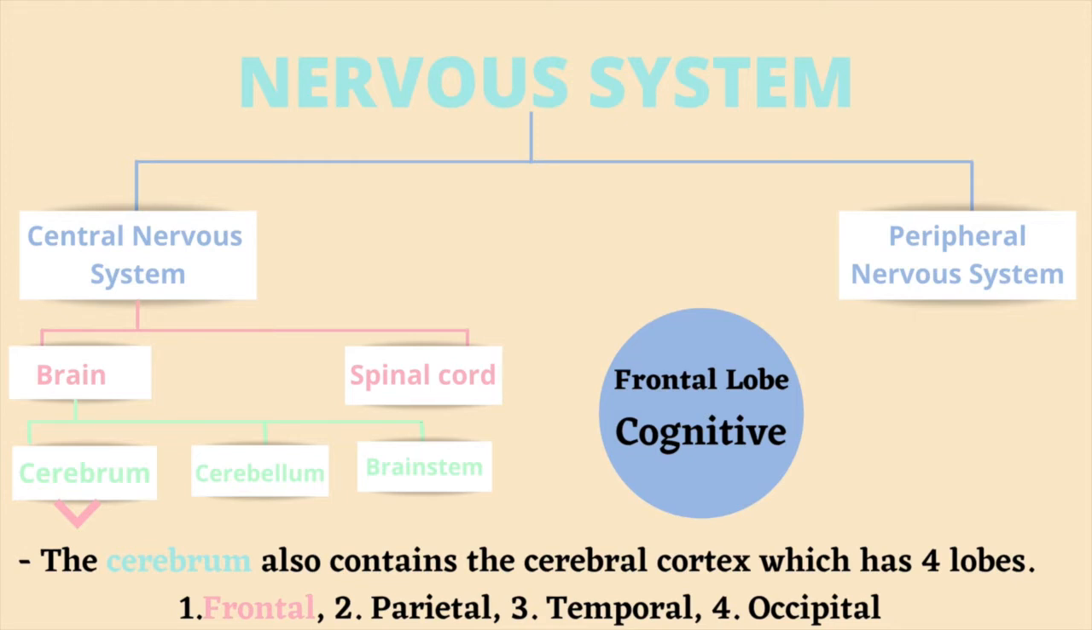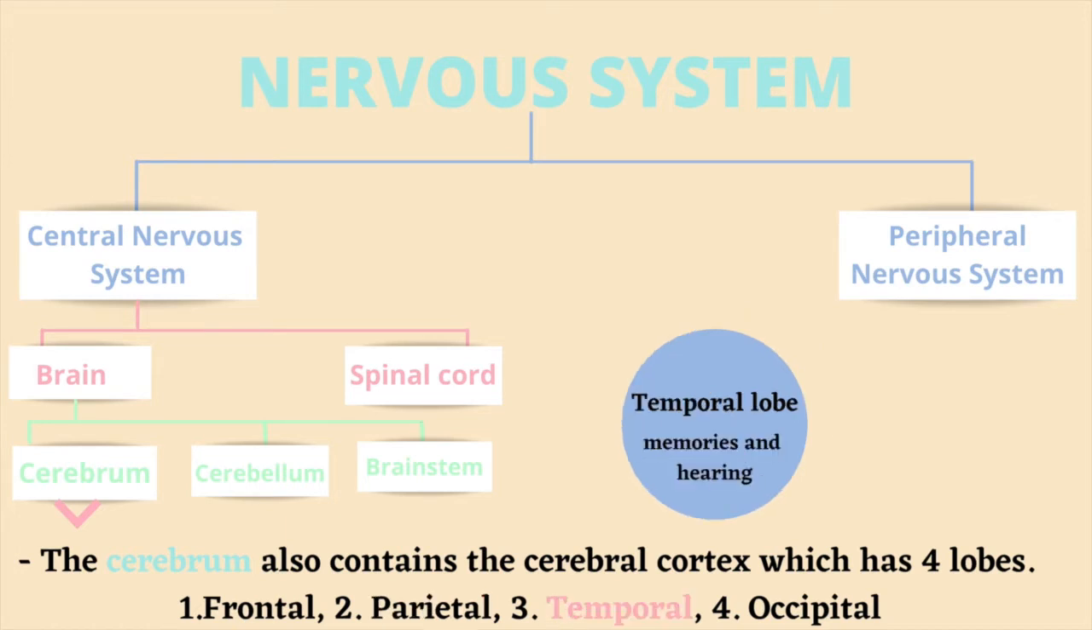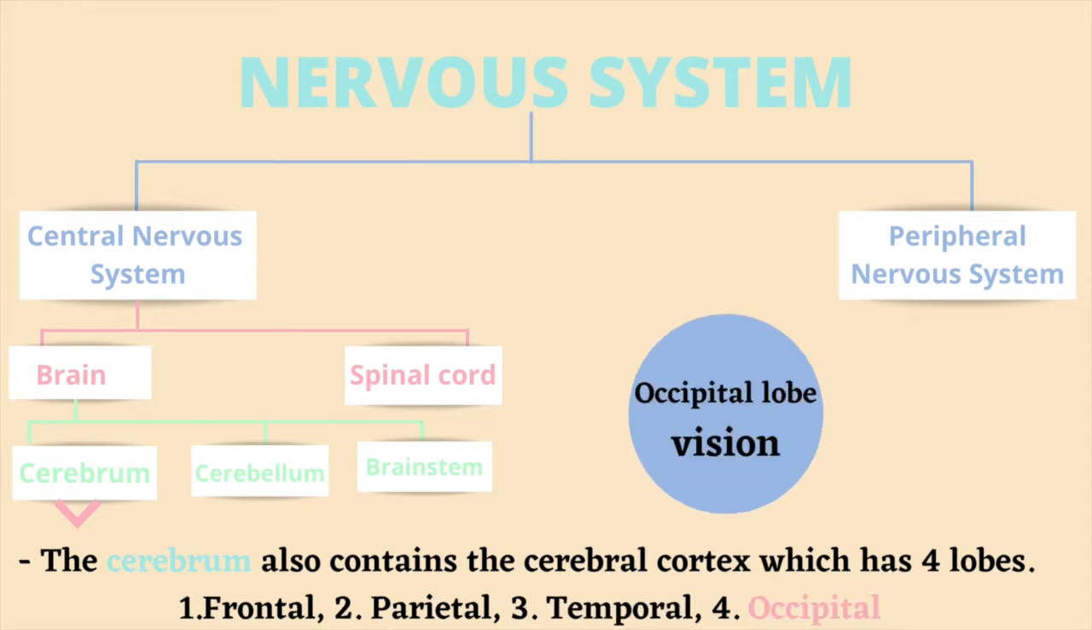Next would be the parietal lobe. So the parietal lobe processes information about temperature, taste, touch, and movement. So this is more of feelings. While the temporal lobe processes memories, integrating them with sensations of taste, sound, sight, and touch. So this is more of memories and hearing. While the occipital lobe, of course, is responsible for our vision.